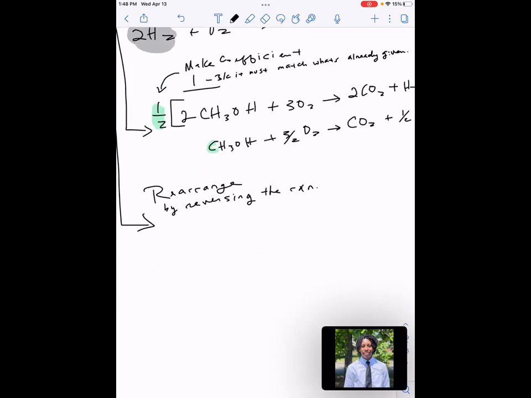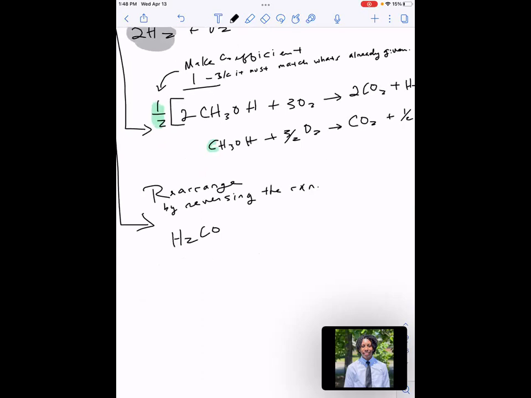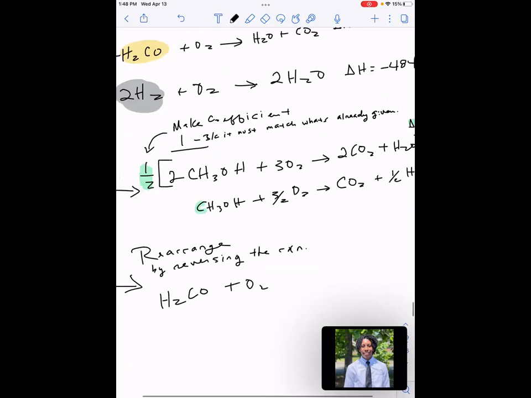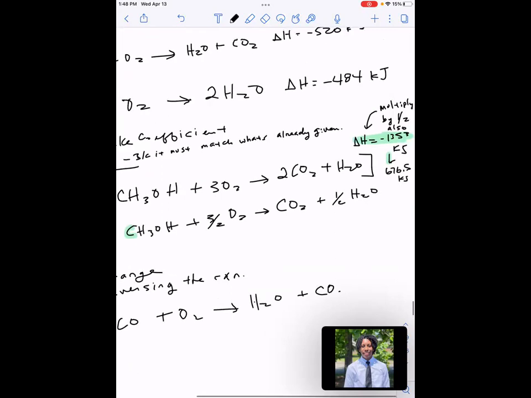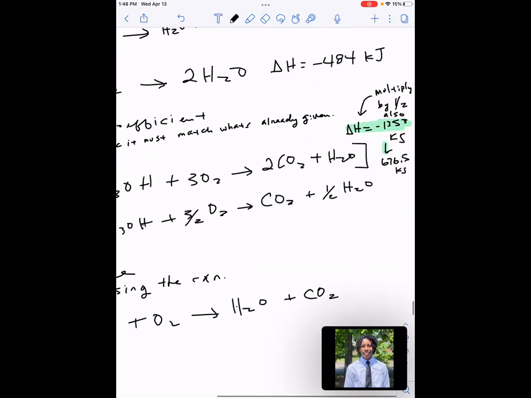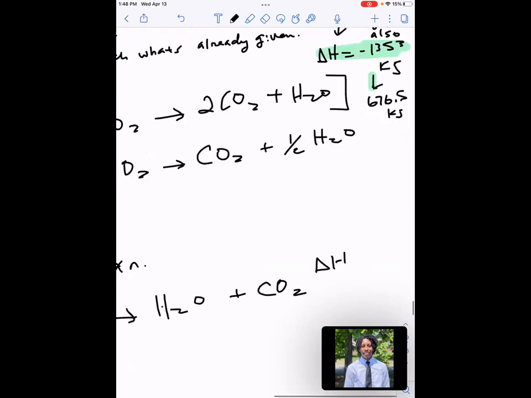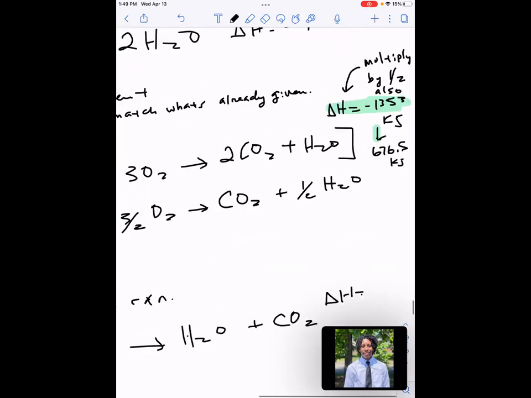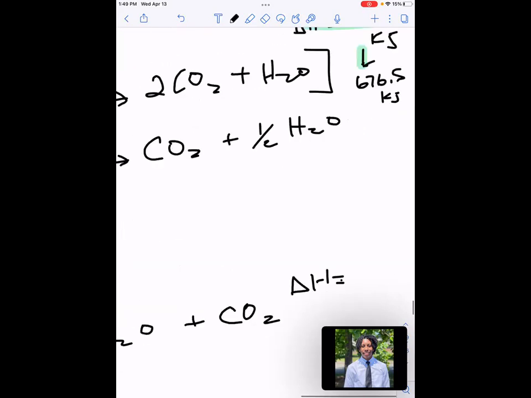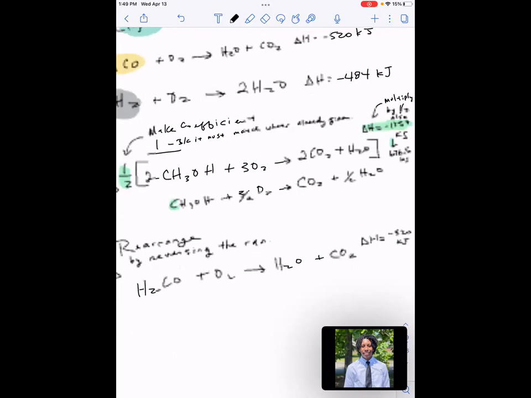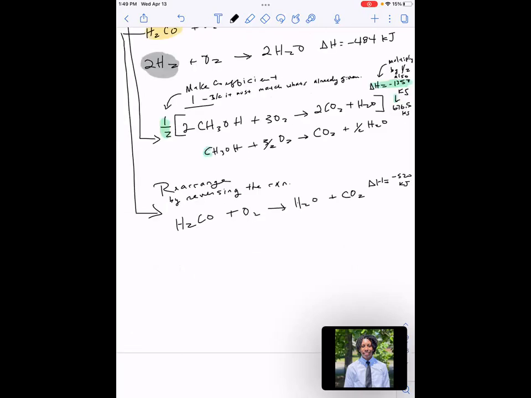So this is H2CO plus O2 going to H2O plus CO2, right? And then it gave us the delta H as negative 484. Is that right? No, negative 520 kilojoules. All right. When I turn that around, everything is going to get turned around, even the delta H.